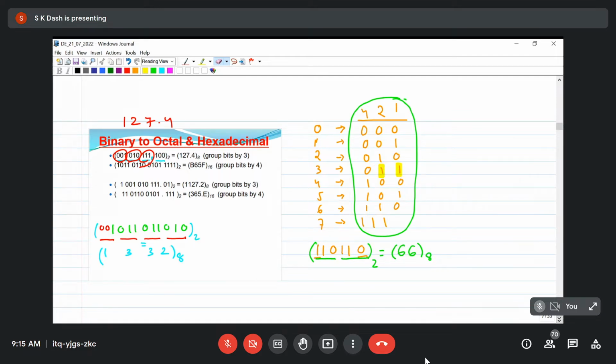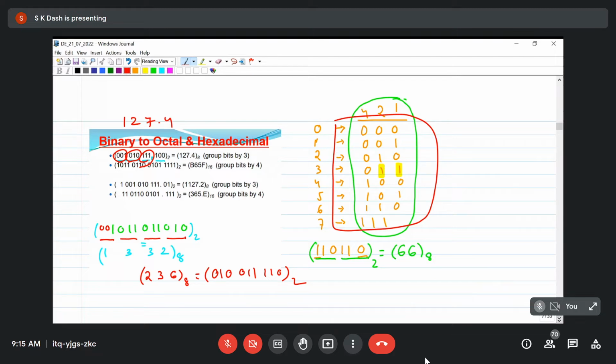The reverse is also true. Suppose an octal number is given, say 236, and we need to find its binary. What will be its binary equivalent? We check the table. 2 is 010, 3 is 011, 6 is 110. So in this way we can convert binary into octal and convert octal back into binary.